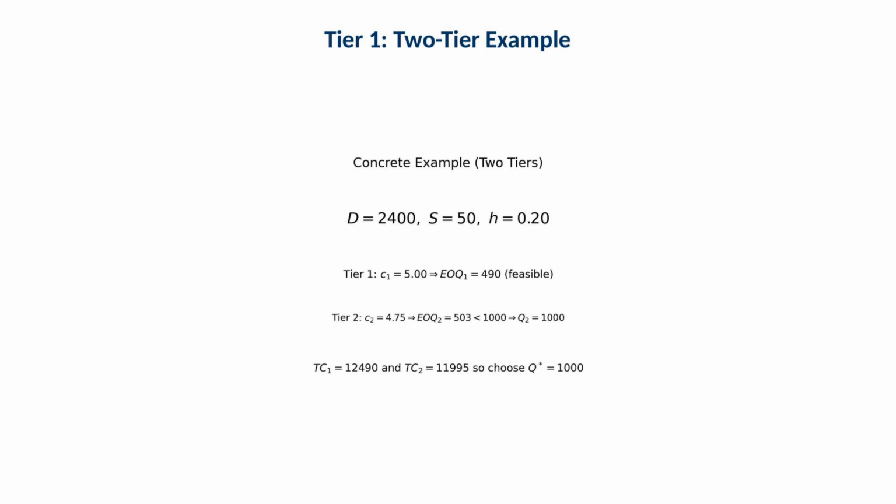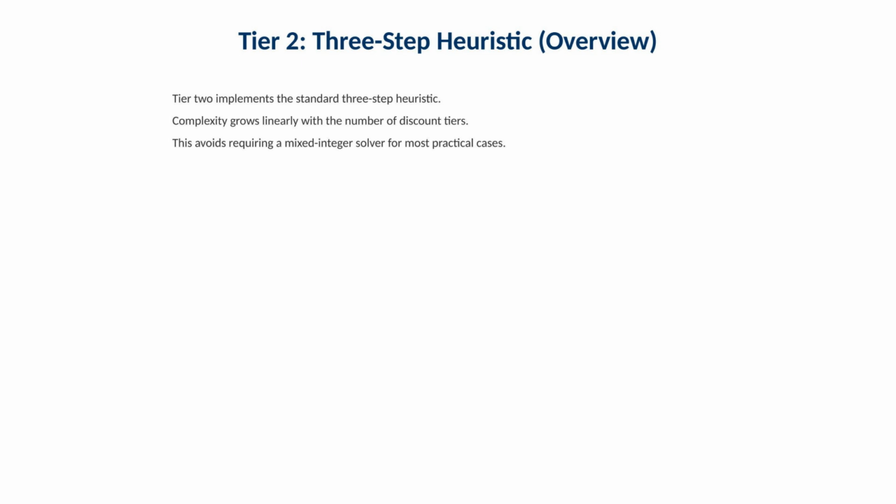This two-tier example demonstrates the logic. The Tier 1 EOQ is feasible and produces a total cost of $12,490. The Tier 2 EOQ is below the minimum, so it is adjusted to 1,000. Even with higher holding costs from ordering more, the discount reduces purchasing cost enough to produce a lower total cost of $11,995. Tier 2 focuses on the classic three-step heuristic.